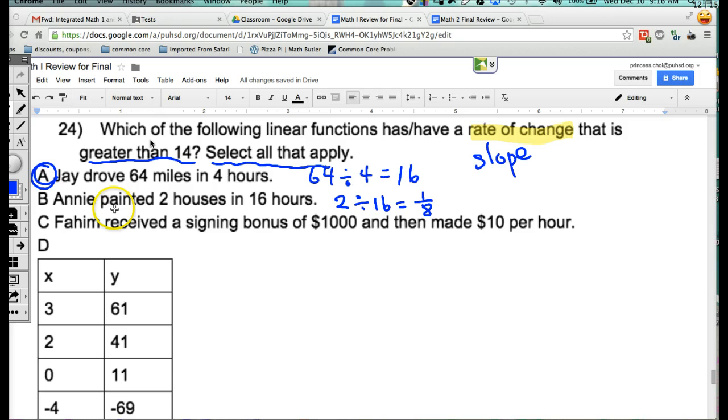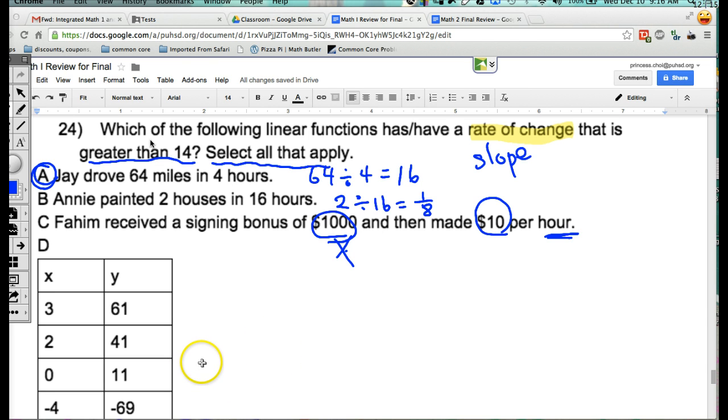Now, let's take a look at C. Ford received a signing bonus of $1,000 and then he made $10 per hour. So for each hour, how much money did he make? 10. So his rate of change is 10. For every hour, he's making $10 extra. The $1,000 doesn't even matter because he started off with $1,000. Okay? And obviously, the 10 is less than 14, so that is not the correct answer either. So now let's take a look at D.